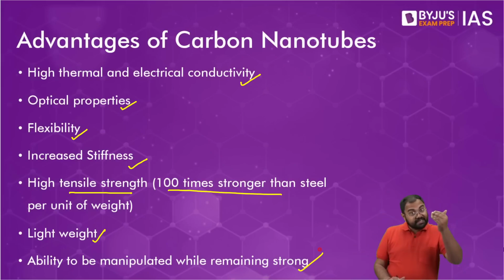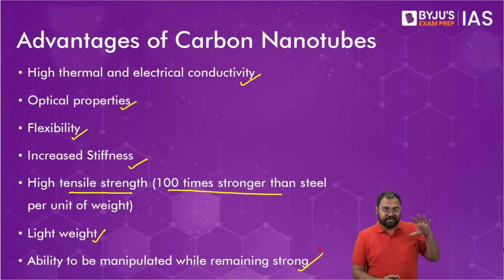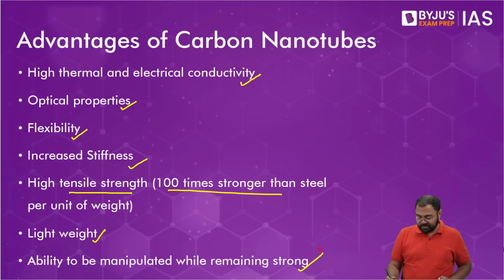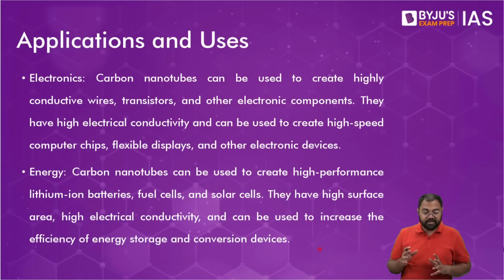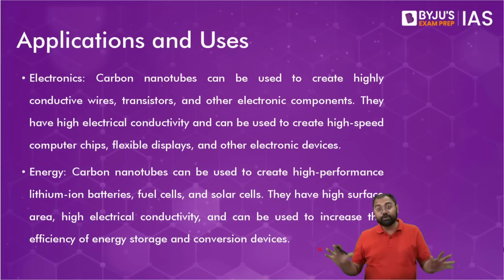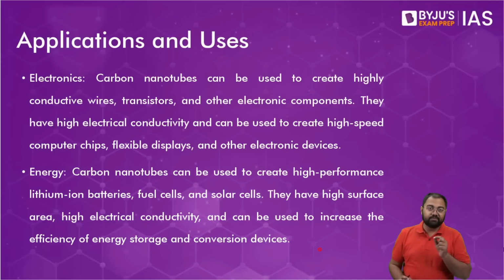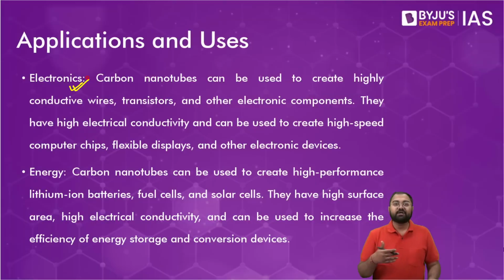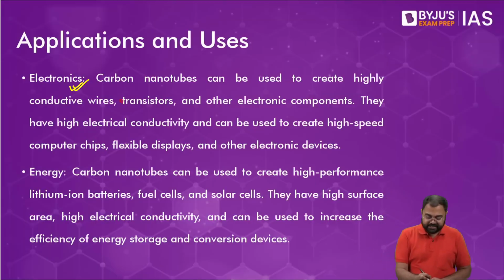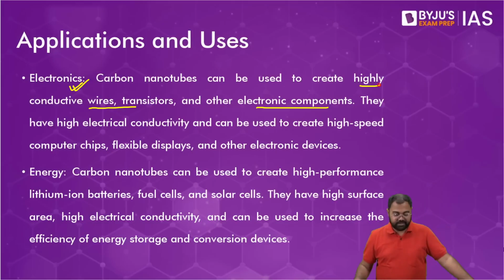So that's why we see that there are all these advantages, all these properties that we saw with carbon nanotubes. And because of that we saw that there are a number of applications where carbon nanotubes become very, very useful. So for example, in electronics, they can be used for creating highly conducting wires or transistors, etc. And all these other electrical or electronic components can also be made.